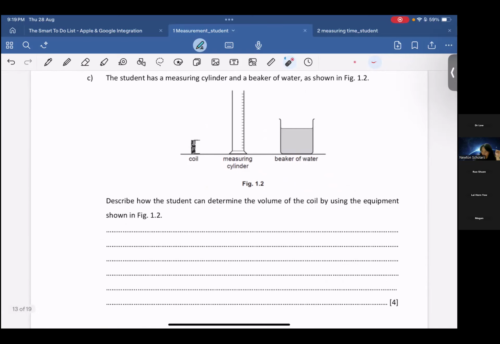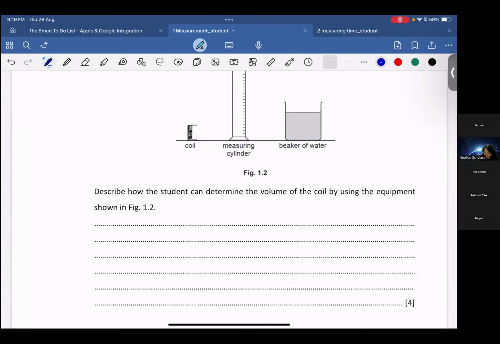Oh, they want to find the volume. Okay, because this coil actually is an irregular shape. We cannot use a mathematical formula to solve it. Okay, so what should we do? We want to find the volume of an irregular object. We should use the method of water displacement.